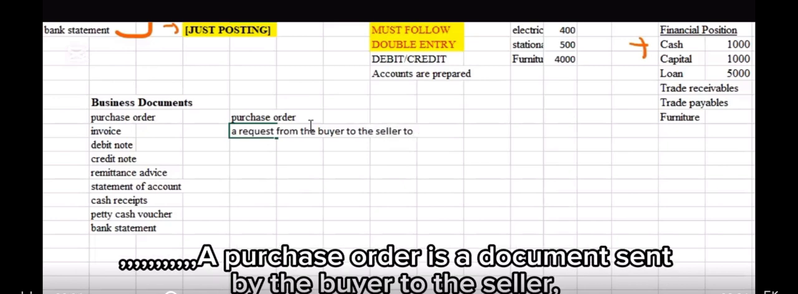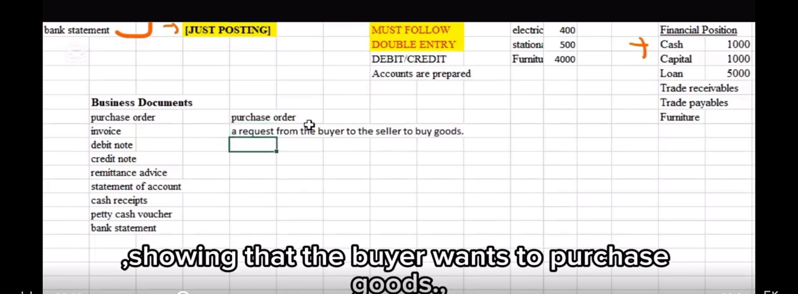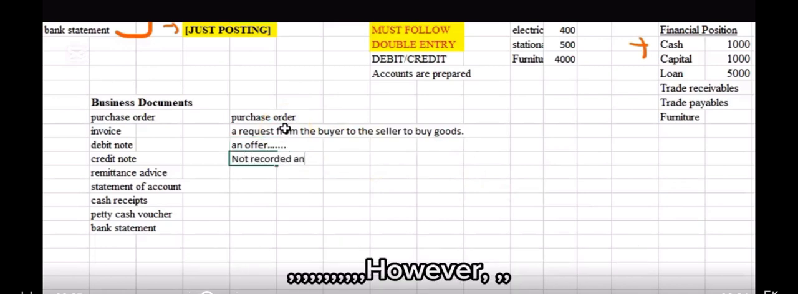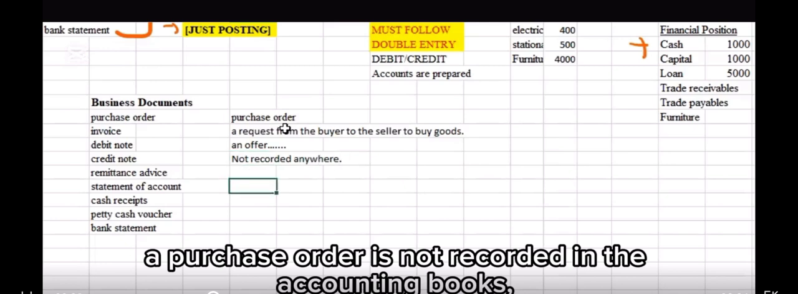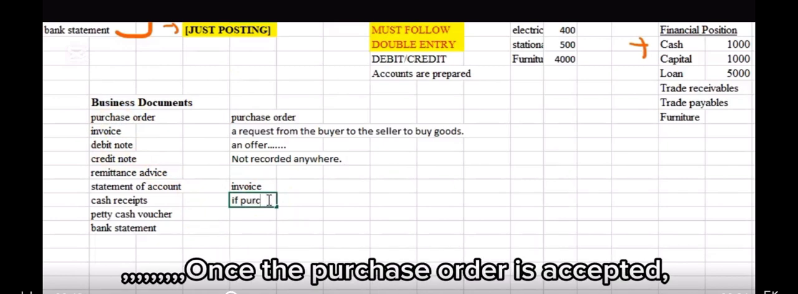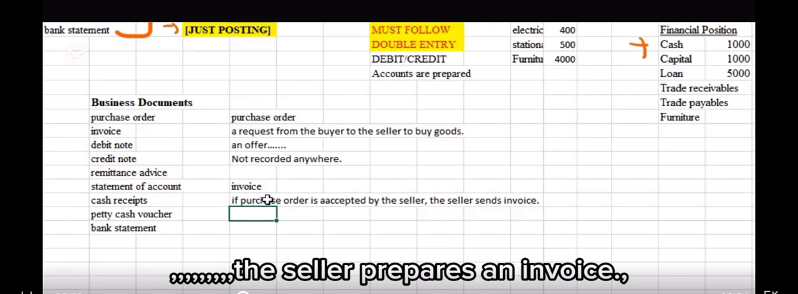A purchase order is a document sent by the buyer to the seller, showing that the buyer wants to purchase goods. It acts as an offer to buy the goods at agreed prices and quantities. However, a purchase order is not recorded in the accounting books because no transaction has taken place yet. Once the purchase order is accepted, the seller prepares an invoice.